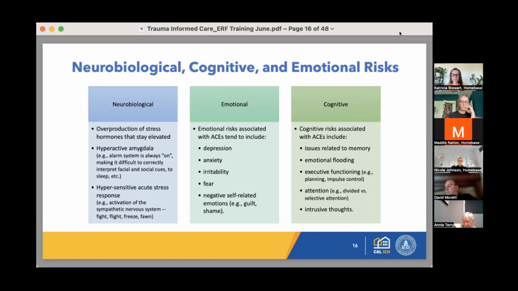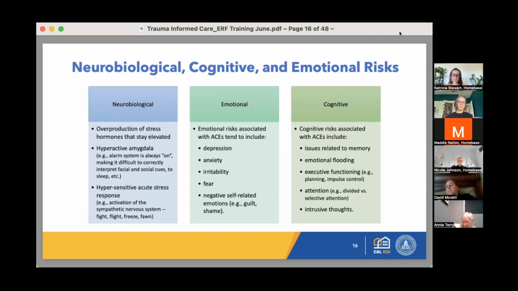Emotionally, there are some risks associated with ACEs and trauma that can include depression, anxiety, irritability, fear, or negative self-related emotions. Those are usually more like a symptom of trauma as well. And then cognitively, there can be issues related to memory, emotional flooding, executive functioning, so things like planning or impulse control, attention, and intrusive thoughts.